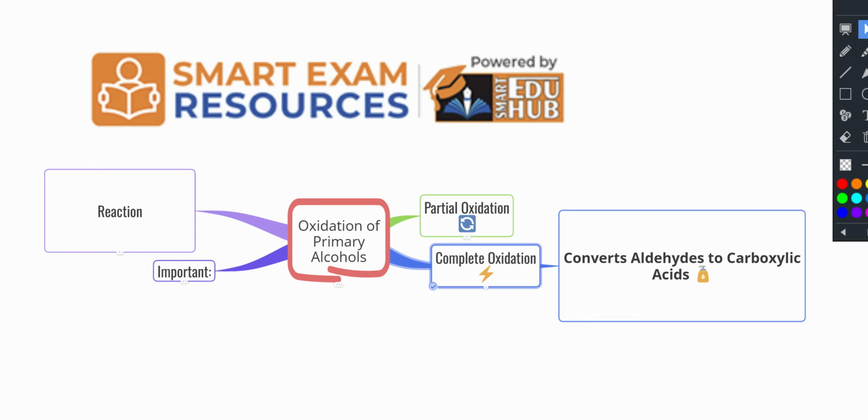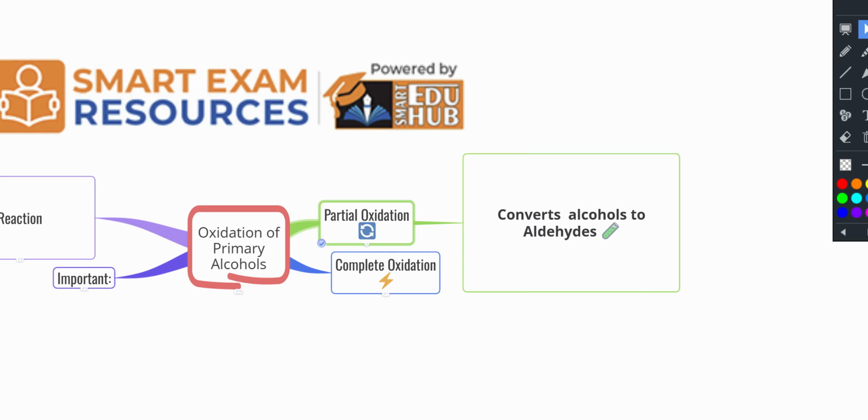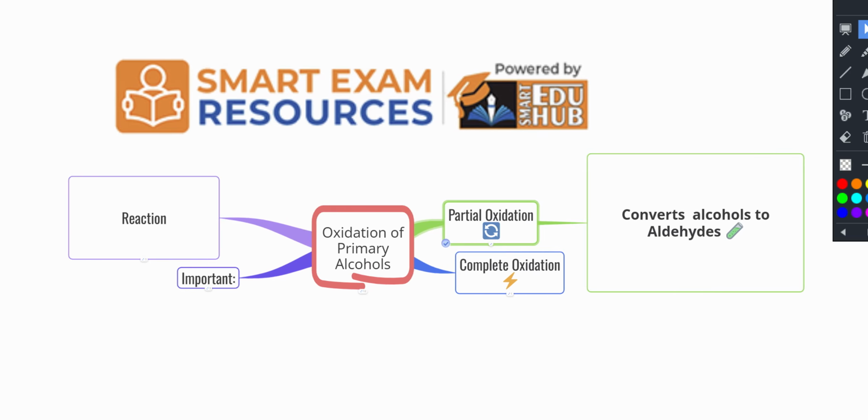In today's video, I shall explain to you the oxidation of primary alcohols. So let us begin. There are two different kinds of oxidation that I shall be explaining. One is the partial oxidation and the other is the complete oxidation. So what happens in partial oxidation? In partial oxidation, the alcohols are converted to aldehydes. This I shall explain with the help of an example.